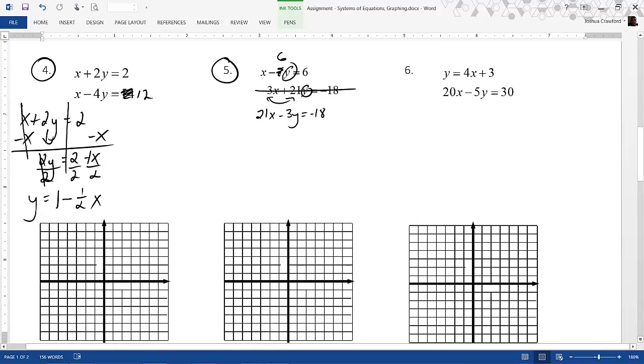So graphing that, start at your origin, and since your y-intercept is 1, go up 1. Our slope is negative, so we'll be going down 1 and then right 2. Down 1, right 2. So then make your line.